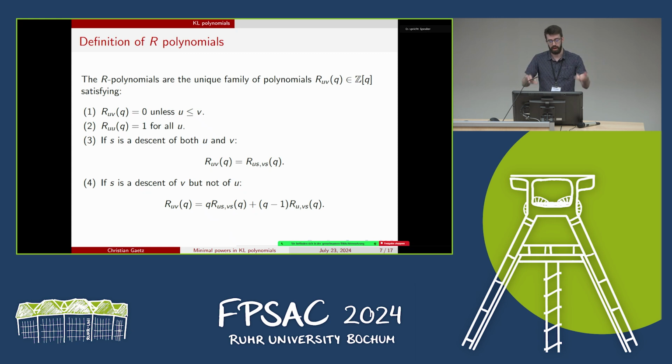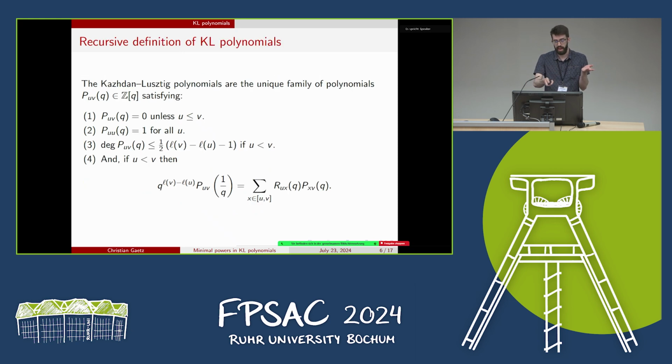And we can apply this recursion until we get down to one of the base cases, in which case we can evaluate our polynomial. I'll point out this Q minus 1 here. This introduces signs. So there are signs in the R polynomials, and therefore signs in this formula here. And it's not at all clear that these P polynomials have non-negative coefficients, but in fact they do.